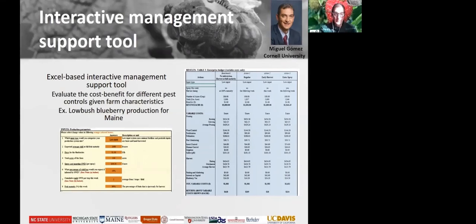I am showing you, for example, the one that we developed for lowbush blueberry production for Maine. The yellow screen basically tells the grower, give me the characteristics of your farm, of your production facility, and the price that you will get. And we have a few crop budgets, and then the purple or blue screen on the right shows you what will be the return to either early harvest or apply insecticide in a given week under different scenarios.